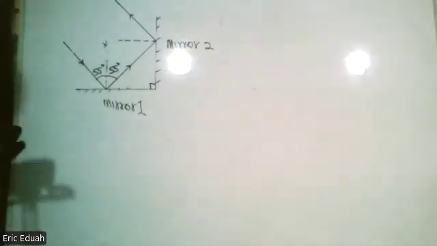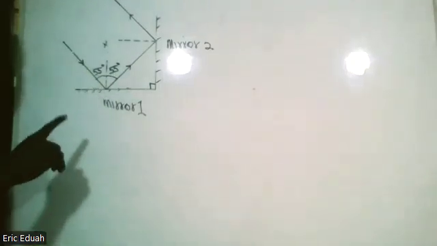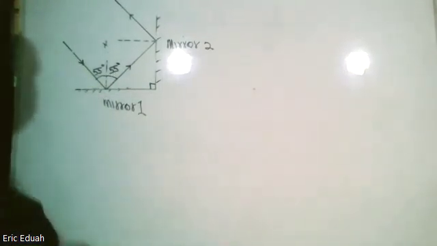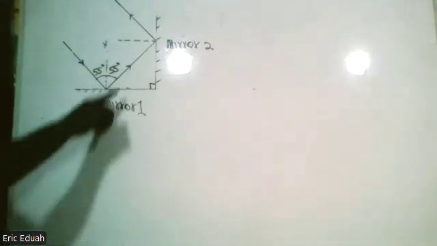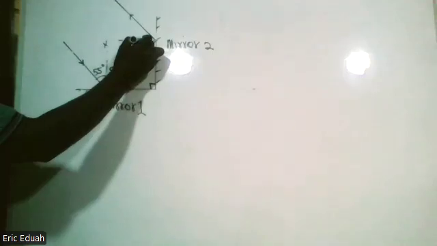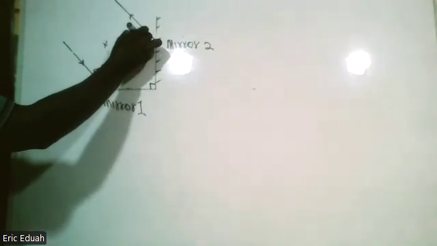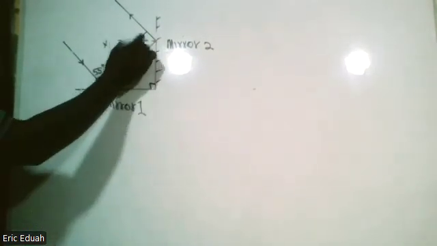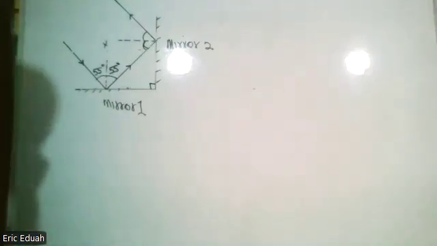Okay, now the question is to determine the angle at which the ray is incident on mirror 2. This becomes the incident ray to mirror 2, and so this angle becomes the angle of incidence to mirror 2. Angle of incidence is equal to angle of reflection. So the question asks that we determine the angle of incidence to mirror 2. How do we determine it?